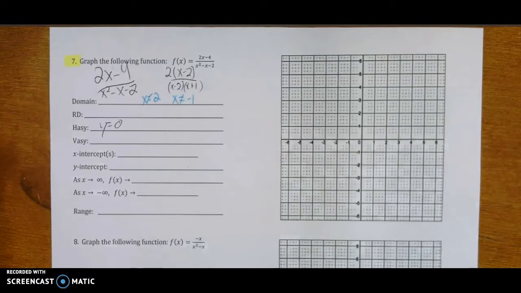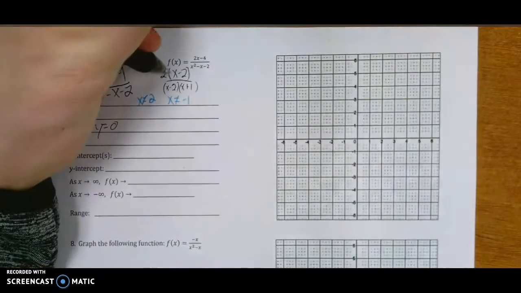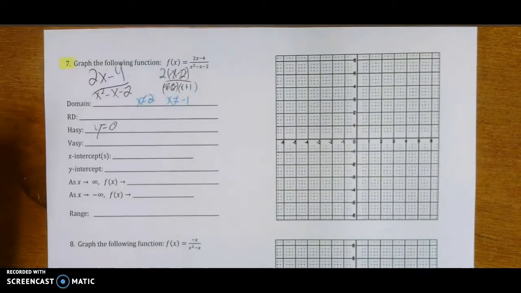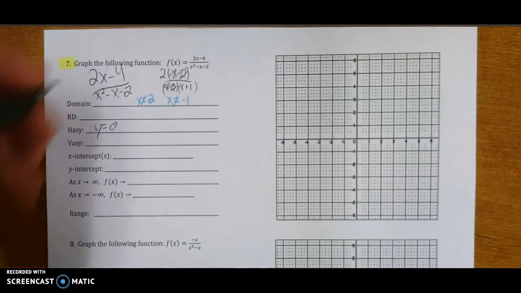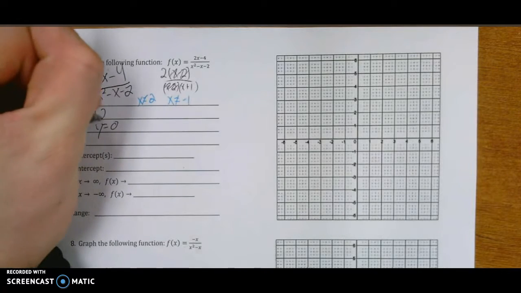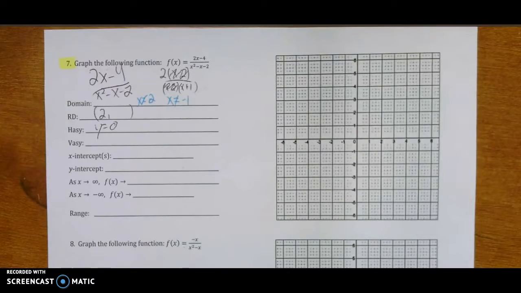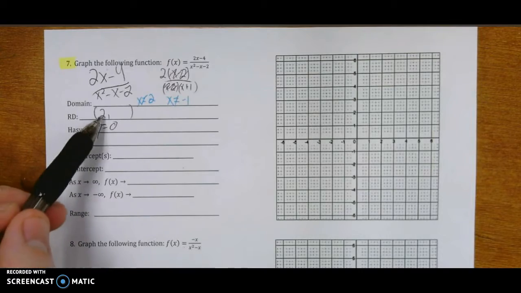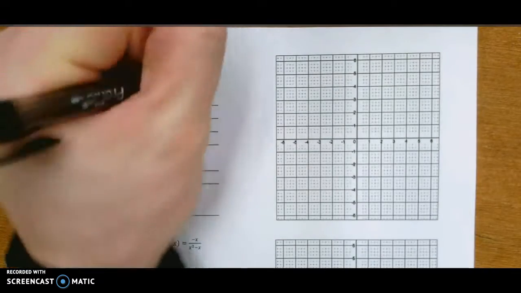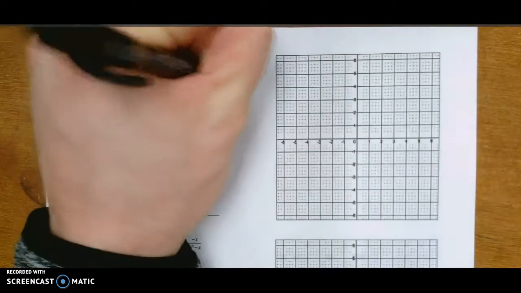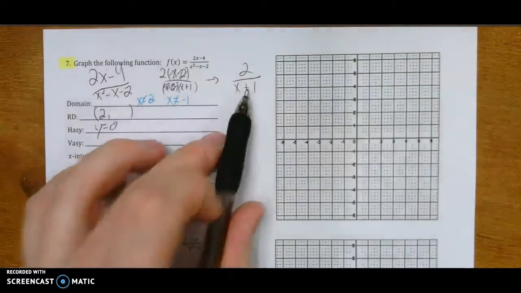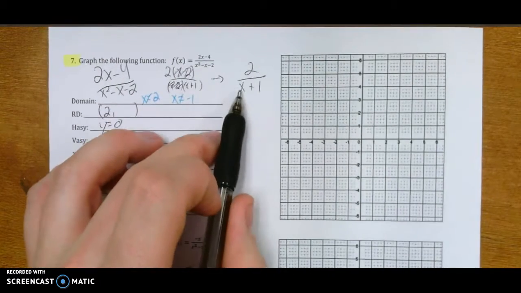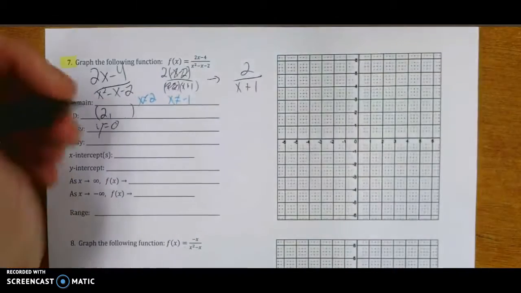Removable discontinuities. Let's see, anything canceling here? I'm seeing an x minus 2 on the top and an x minus 2 on the bottom. Let's cancel those. That tells me we have a removable discontinuity at 2 comma something. To figure out that something, we'll plug 2 in for x into what's left over. So if I plug in 2 for x down here, this would be 2 over 2 plus 1, so 2 over 3.